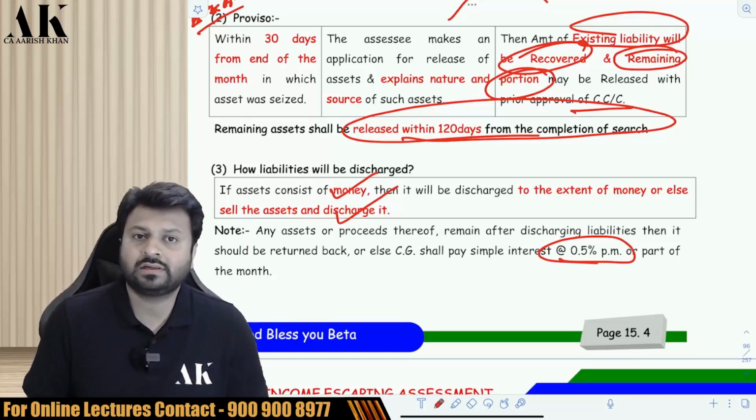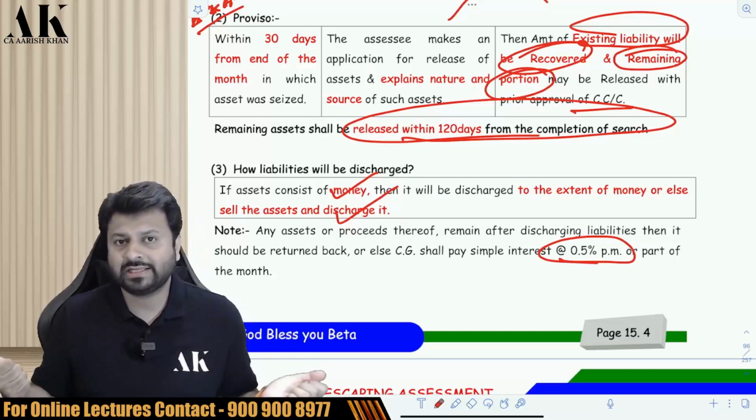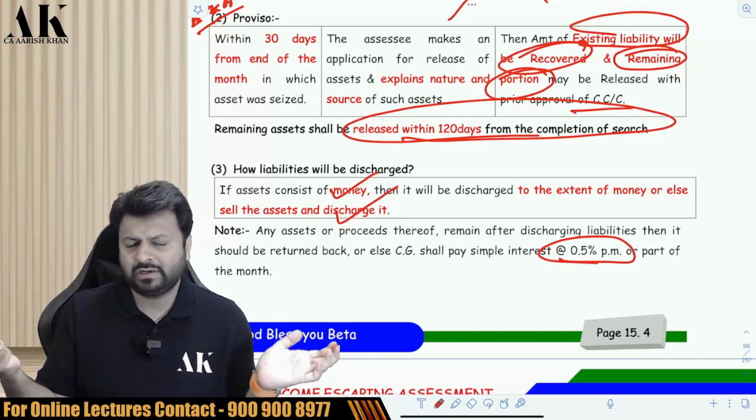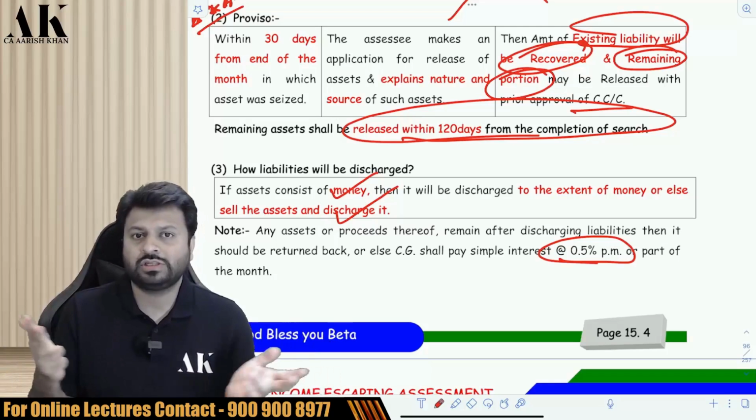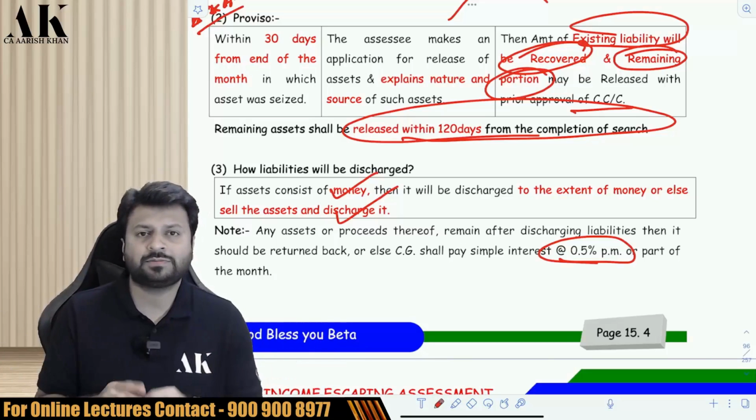So this is what search and seizure is all about, and the topics which we have covered in these revision videos are assessment of various entities, then return filing provisions, all the assessment procedure sections, then income tax authority powers, and then the biggest power, that is search and seizure.